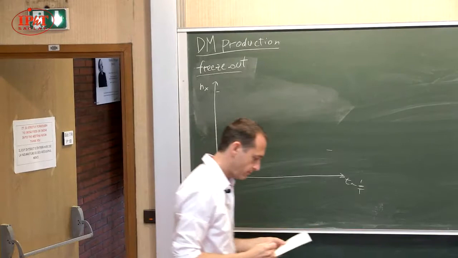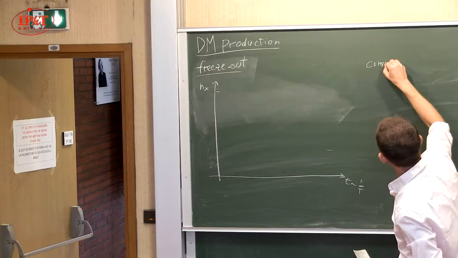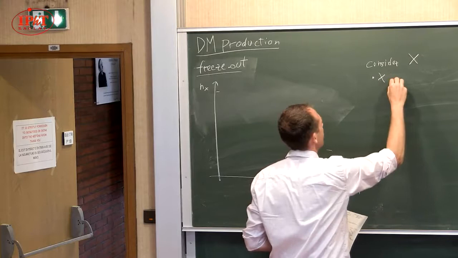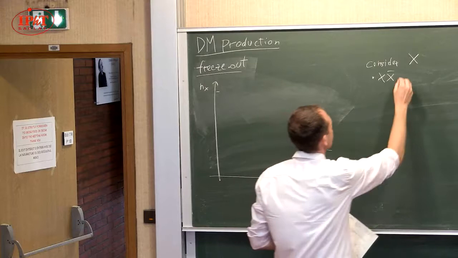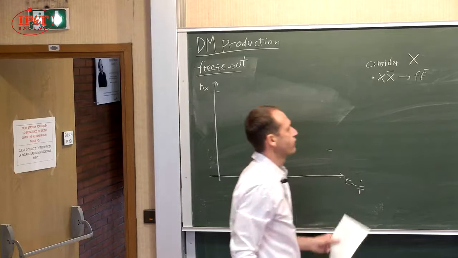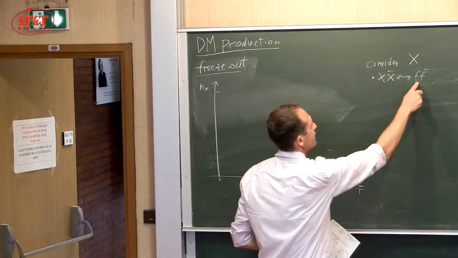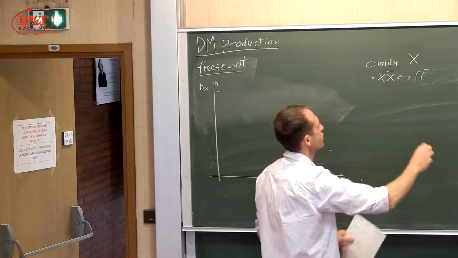Consider a particle that I call X, which has the following properties. So it's subject to annihilations. So I have a particle X and I have an antiparticle X bar, which annihilates into anything I can think of. For instance, let me say a fermion-antifermion pair of the standard model. So annihilations happen in this way, and of course also the inverse reaction can happen. I can take two particles of the standard model, say an electron and a positron, and produce, if the conditions are right, X and X bar.